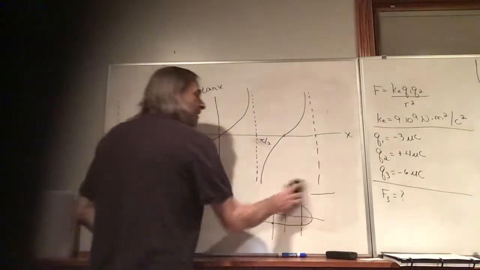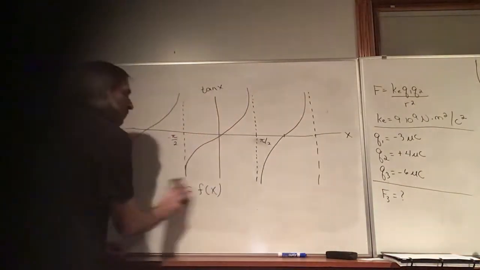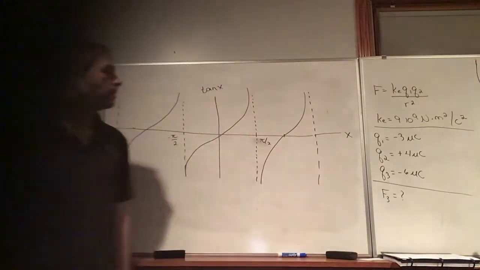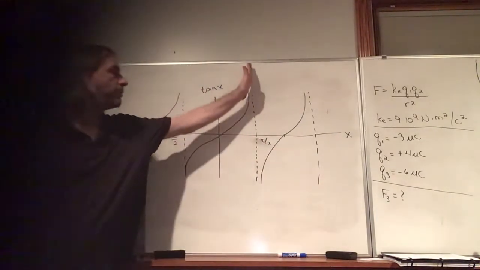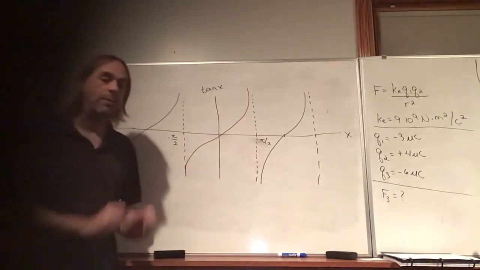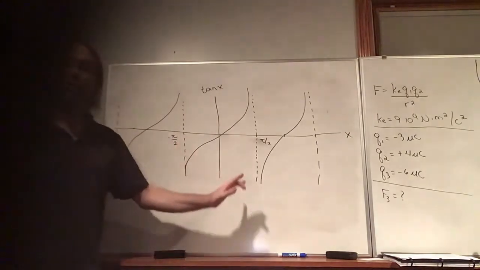Okay, but tangent's fine. Every single vertical line that we draw is going to hit at most one point. Or zero, if we draw a vertical line at an asymptote. Otherwise, we're going through exactly one point, never more. So this is a function.